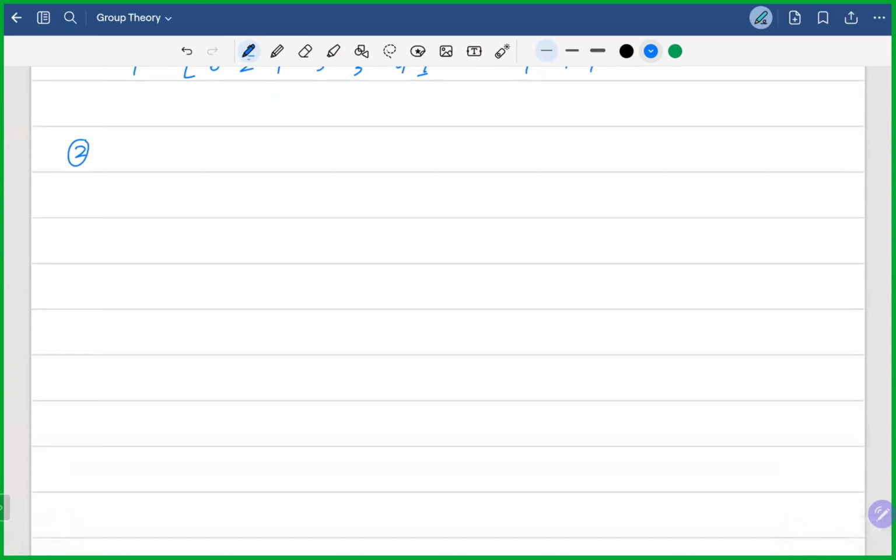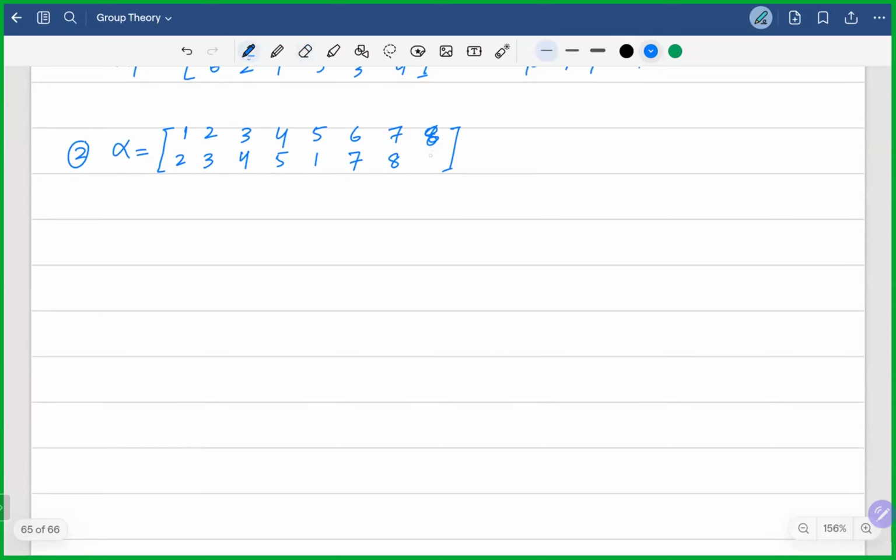Number 2 says if we have a permutation alpha, which is 1 goes to 2, 2 goes to 3, 3 goes to 4, 4 goes to 5, 5 goes to 1, 6 goes to 7, 7 goes to 8, and 8 goes to 6. Sorry, it should be 6.